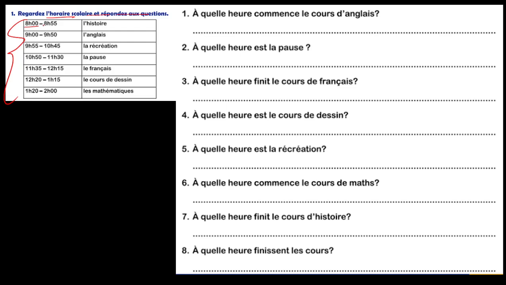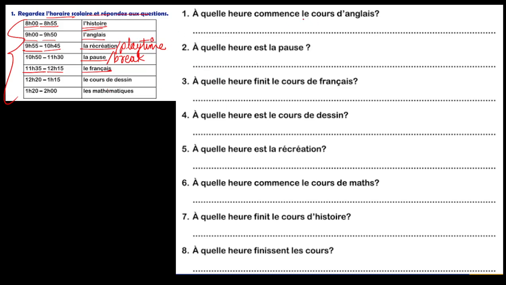So 8 to 8:55, they study history. 9 to 9:50, they study English. 9:55 to 10:45, la récréation, that means playtime. They have a playtime. Alright, 10:50 to 11:30, la pause, that is nothing but the break. 11:35 to 12:15 is le français, that means they have a French lecture. 12:20 to 1:15 is the cours de dessin. And 1:20 to 2 o'clock is mathematics.